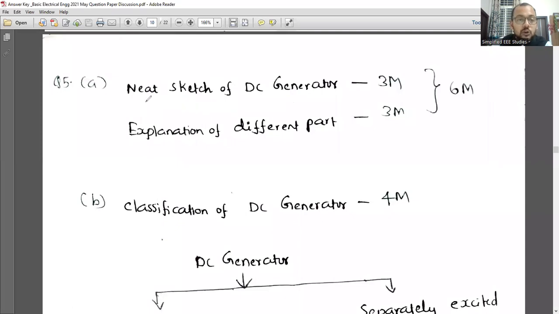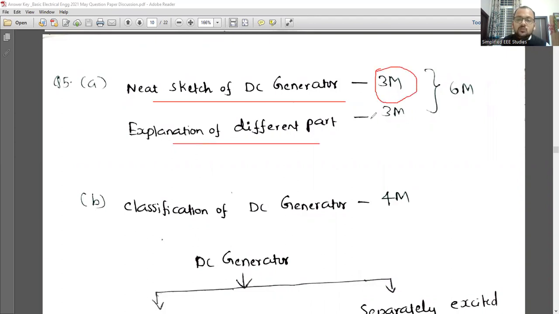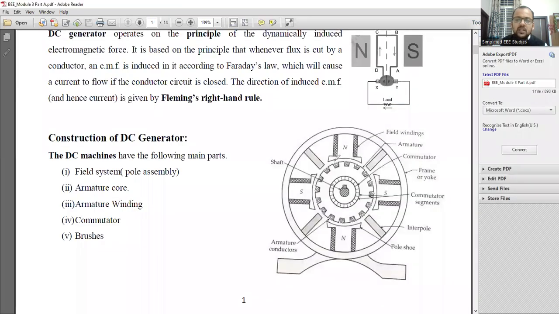See, if you are able to draw the neat sketch of DC generator, you'll be awarded 3 marks. Then if you could explain the different parts of DC generator, definitely you'll be awarded 3 marks. So total 6 marks. I'll show you one simple note related to the sketch of DC generator and the component details. So everybody please have a look at the screen. If you draw this particular cross-sectional diagram of DC generator, that is more than enough from your exam point of view. So kindly draw once. You can pause this video and draw this particular diagram. That is more than sufficient.